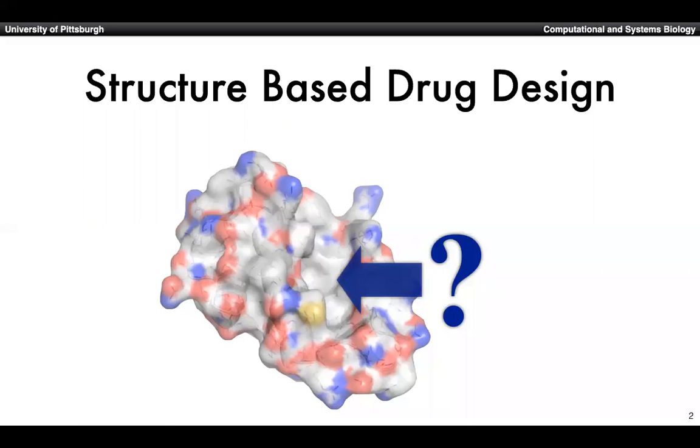And particularly, I'm interested in structure-based drug design where we know the 3D structure of the target, and so we can actually think about the physical interactions between the small molecule or ligand and the protein receptor.